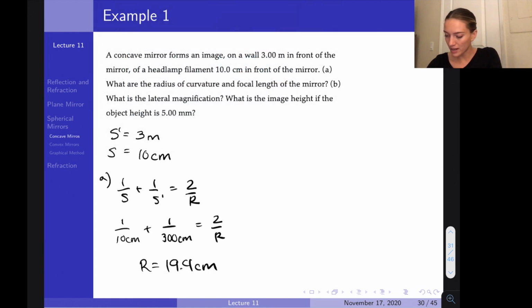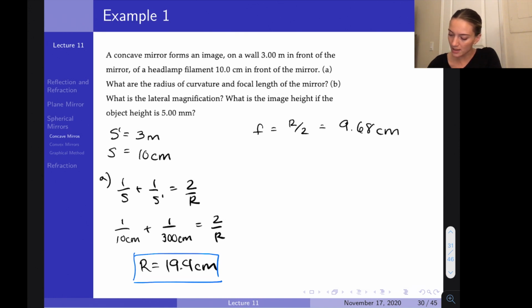If you solve this for R, you will get that the radius of curvature is 19.4 centimeters, and that means the focal length will just be half that. The focal length is R over 2, so our focal length comes out to 9.68 centimeters, which is actually very close to the object distance, right? They said the object distance was 10 centimeters in front of the mirror, and our focal length is 9.68. So it's almost at the focal length, so the rays will be almost parallel when they get reflected, but not quite.